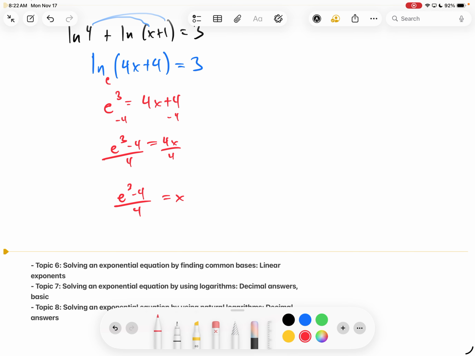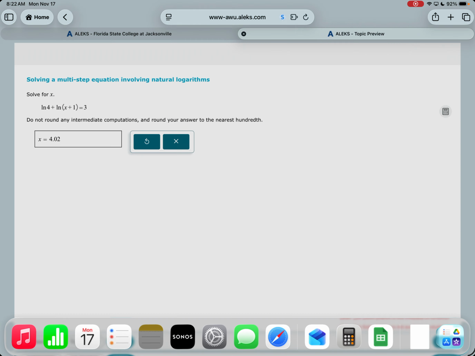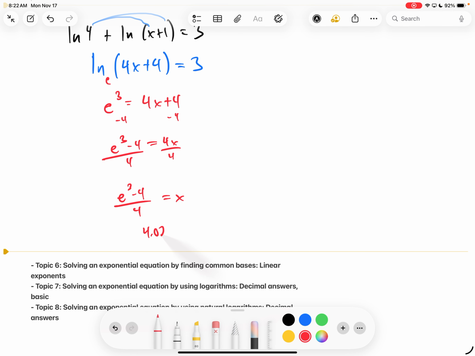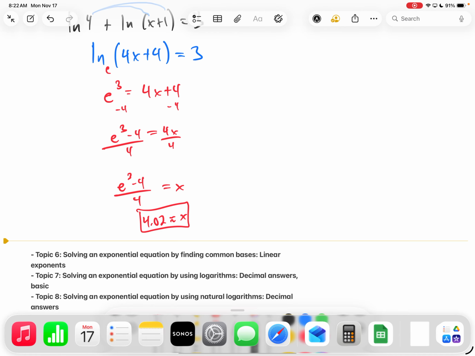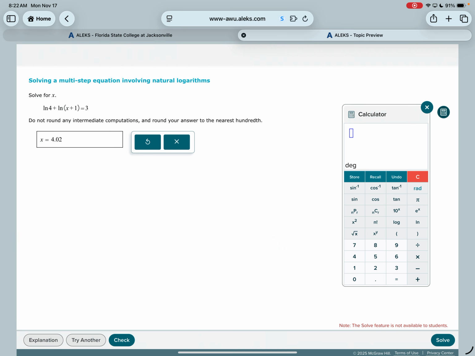What did they say the answer was? Like 4.07? 4.02. You do write it as a decimal. You can kind of work it out as a decimal too. Like you could do e to the third minus 4 divided by 4. So you can work it out as a variable, and like I did, e to the third minus 4. I should have done my division bar first. I can't do that on the iPad.